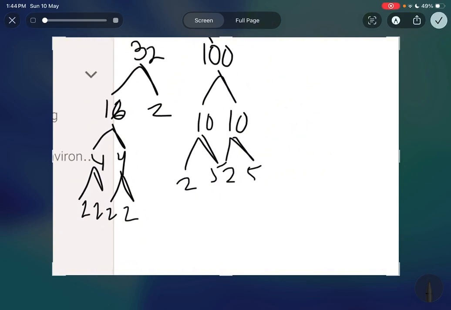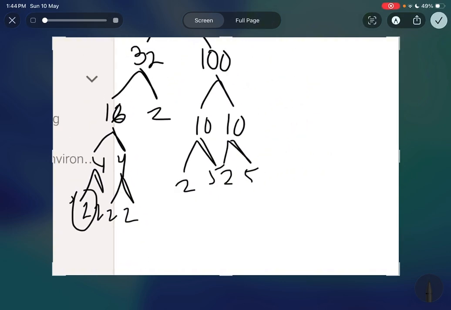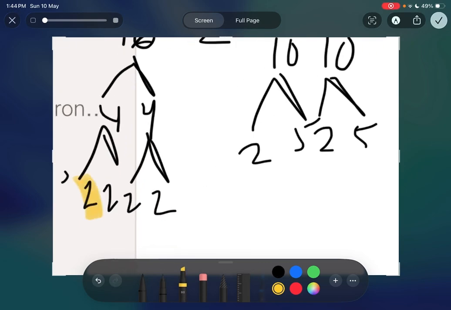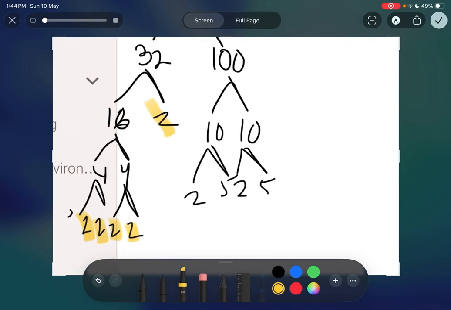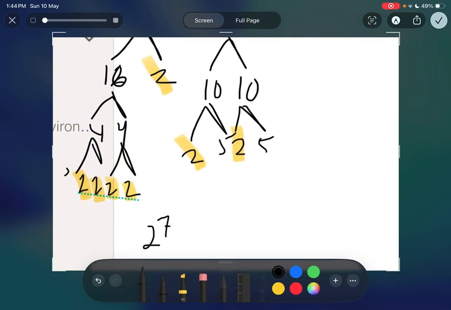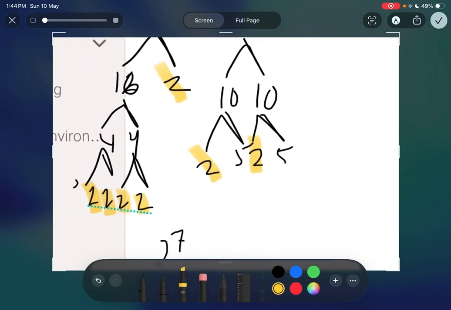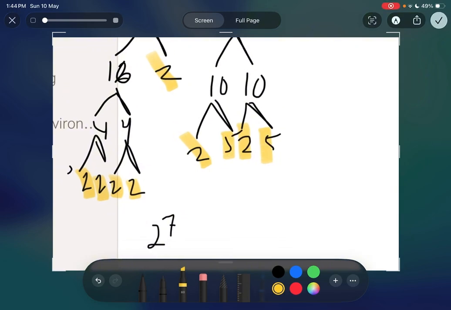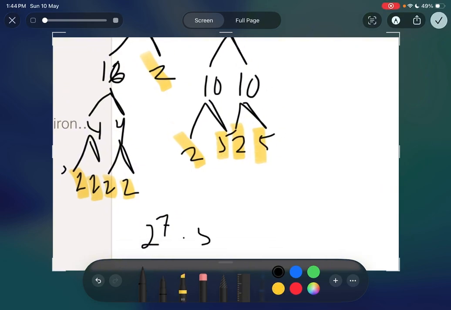So here, how many 2s are there? Wait, let me write it with a highlighter. So 1, 1, 2, 3, 4, 5, 6, and 7. Okay? So there's 2 to the power of 7. And then for the 5s, you always count at the end of everything. You understand? And there are two 5s, so 5 to the power of 2.